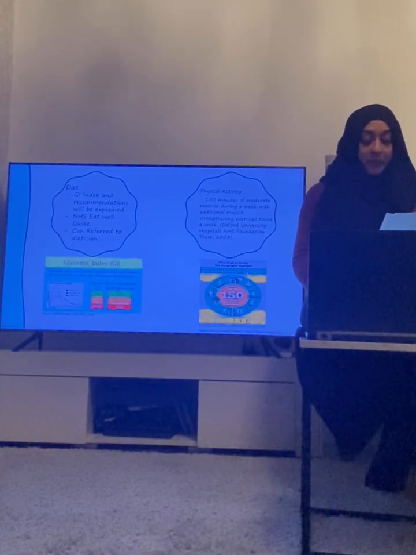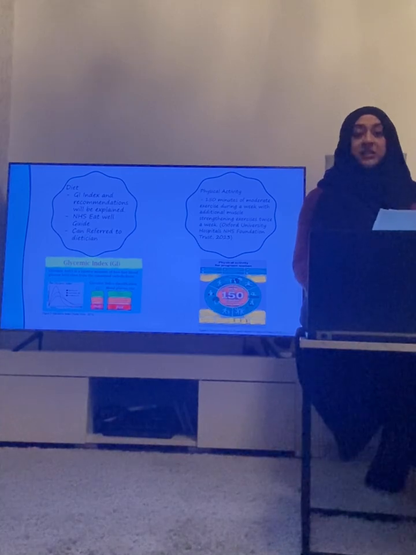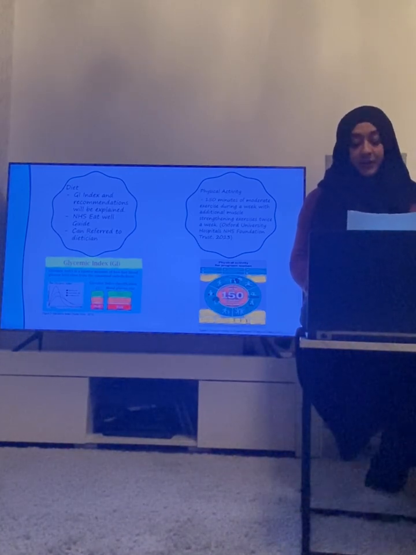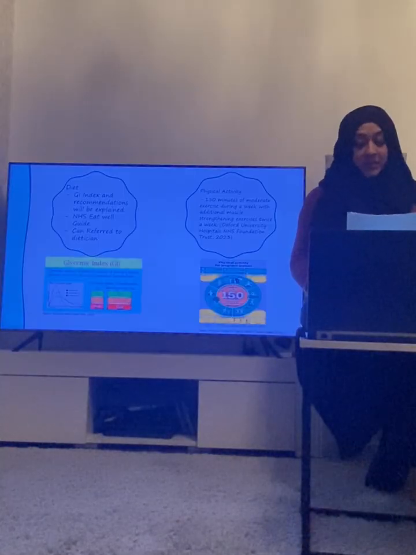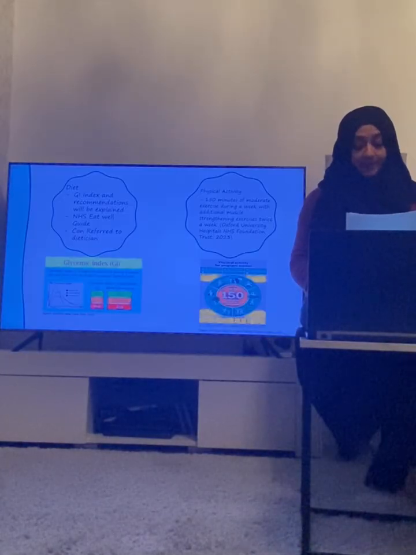Physical activity will also be advised, as this will help maintain blood sugar level. In exercise, muscles use glucose, and after exercise, muscles stay more sensitive to insulin. Therefore, blood sugar levels stay lower for longer. Recommendations are 150 minutes of moderate exercise during a week, with additional muscle strengthening exercise twice a week.